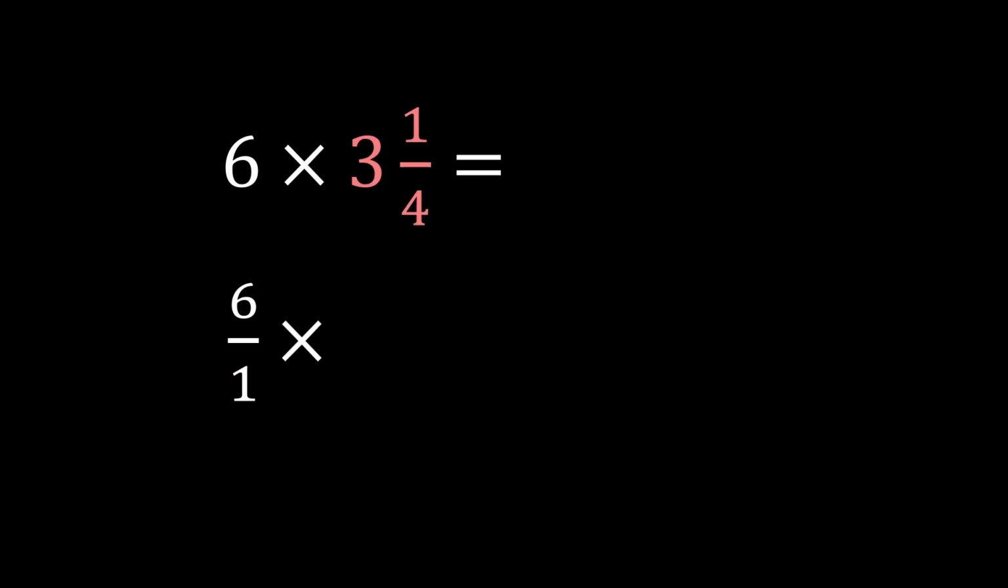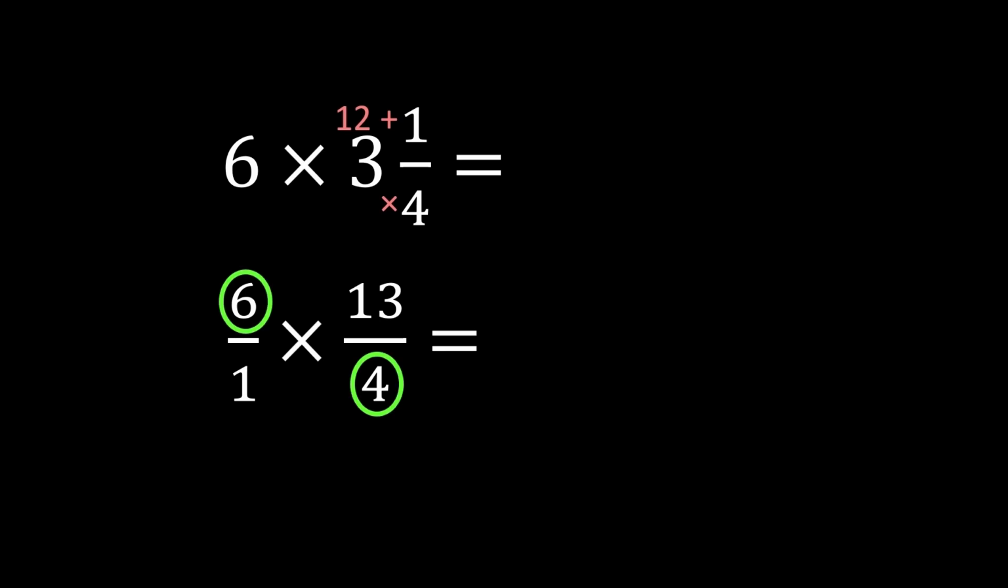Then we need to turn our mixed number, 3 1/4, into an improper fraction. And we do that by multiplying the denominator times the whole number, so 4 times 3, which is 12, and then we take our product and add it to the numerator. 12 plus 1 is 13, and the denominator of 4 remains the same. So now we have 6 over 1 times 13/4.